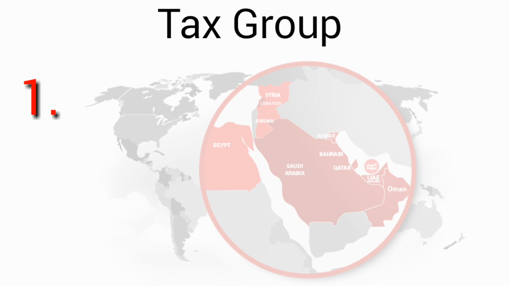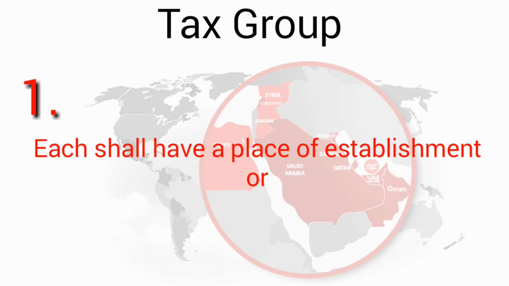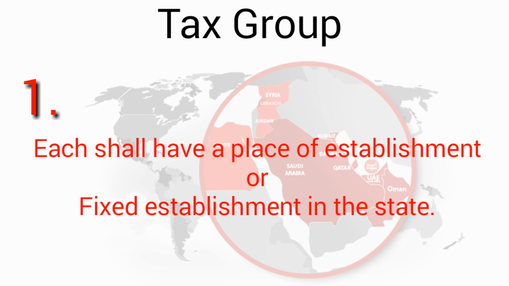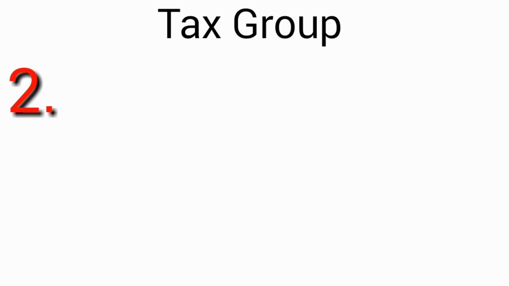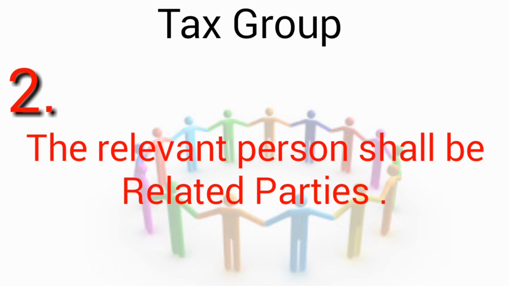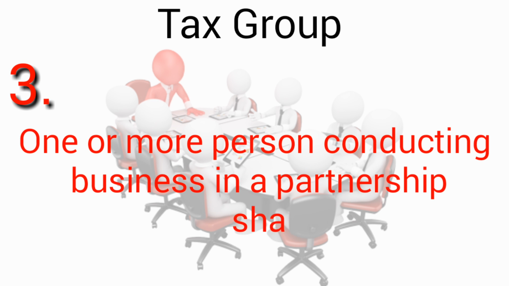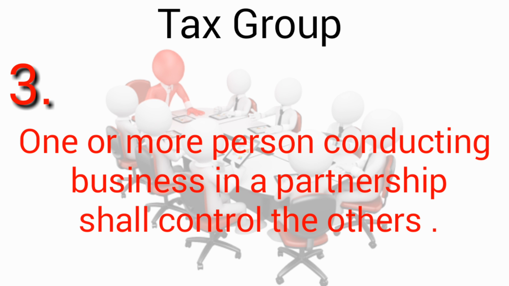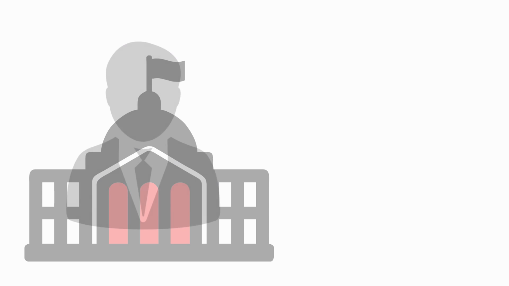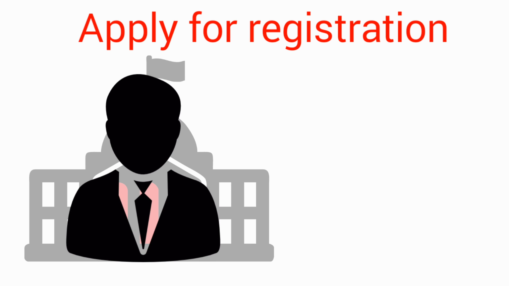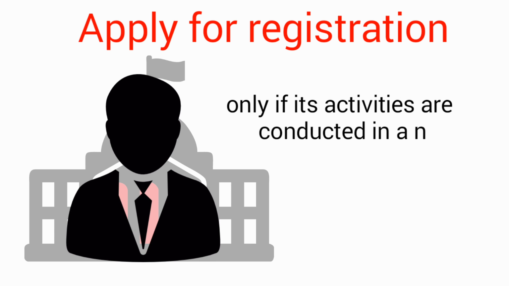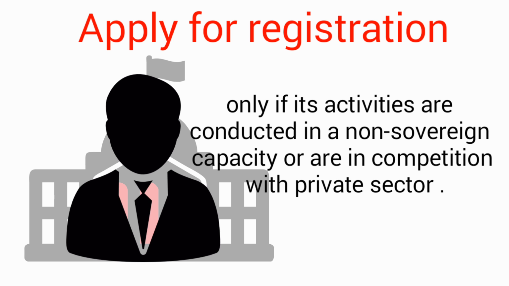First, each shall have a place of establishment or fixed establishment in the state. Second, the relevant persons shall be related parties. Third, one or more persons conducting business in a partnership shall control the other. The government entities shall apply for registration only if their activities are conducted in a non-sovereign capacity or in competition with the private sector.